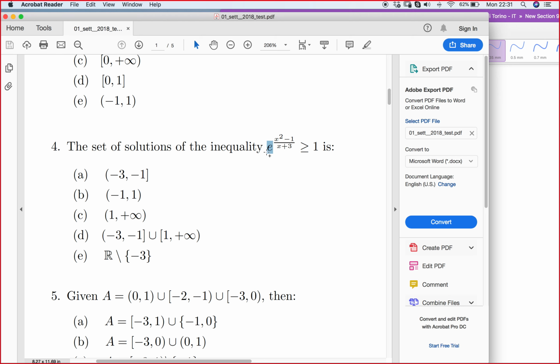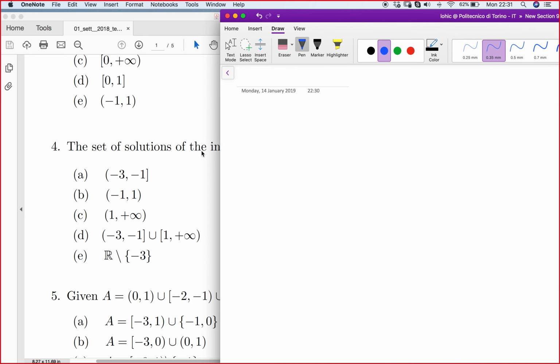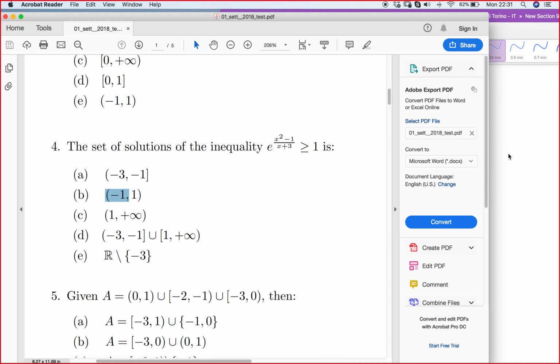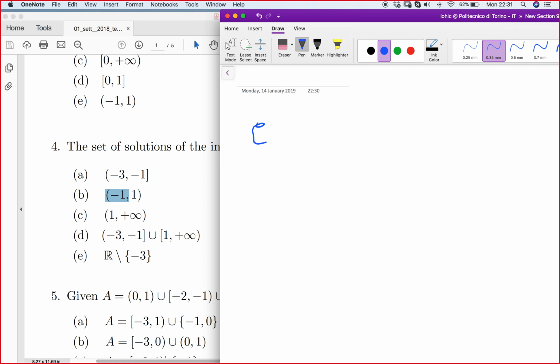So we try to solve it with the traditional approach, the approach that we saw at the beginning. So it is exponential of (x squared minus 1) over (x plus 3), that should be greater than or equal to 1.